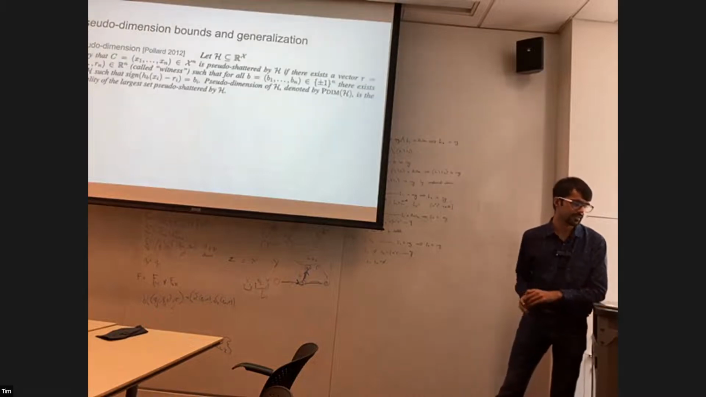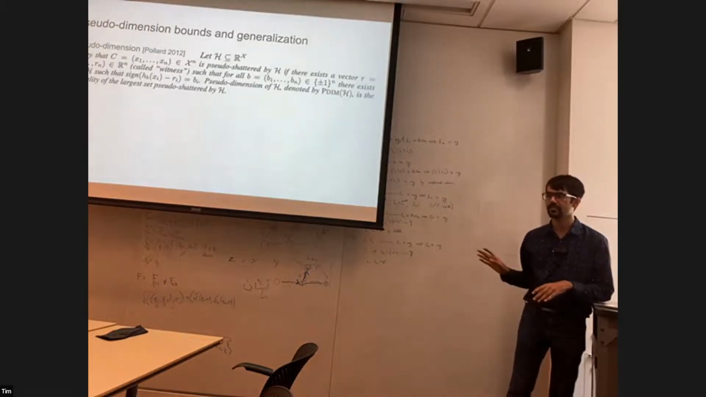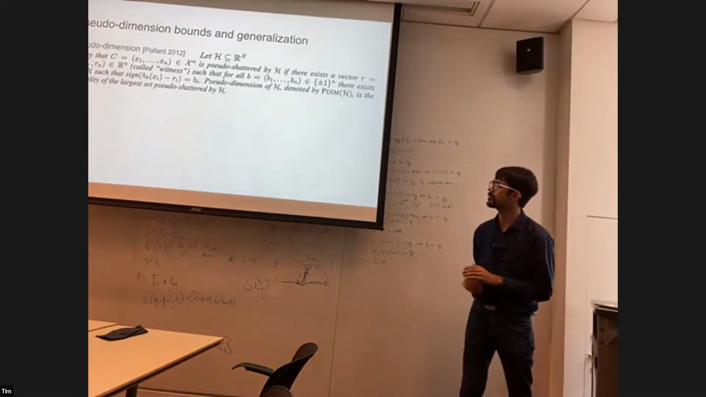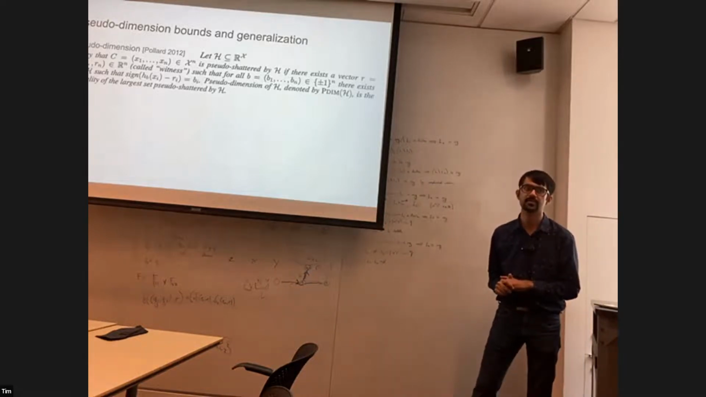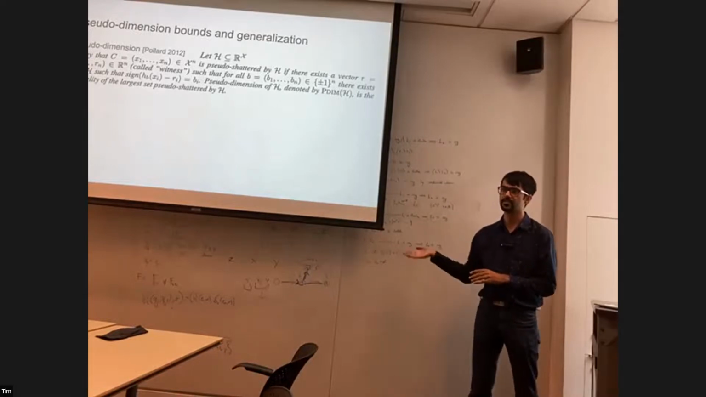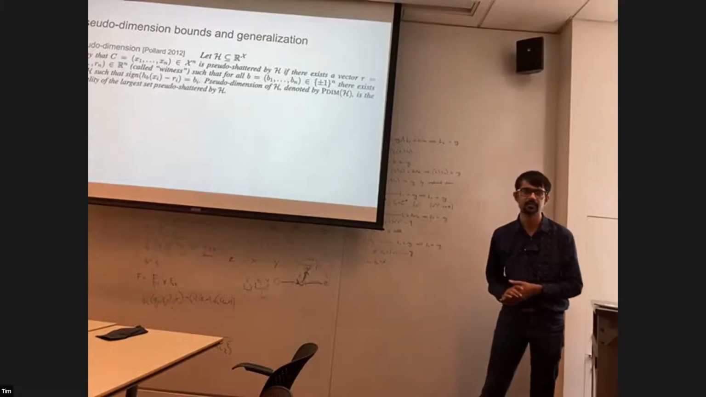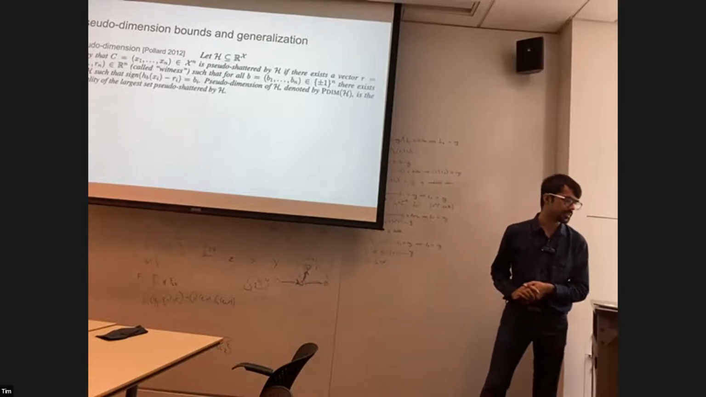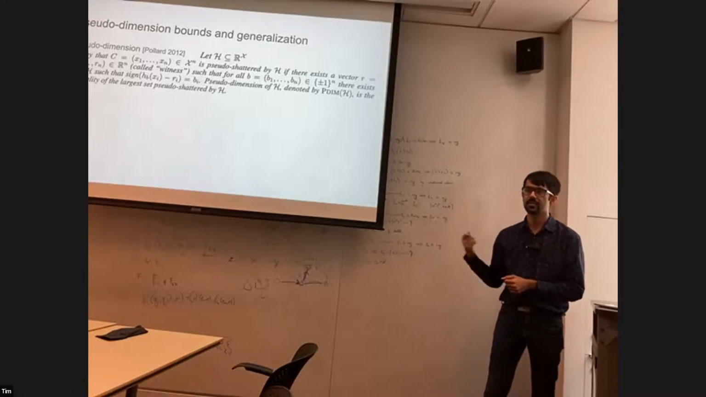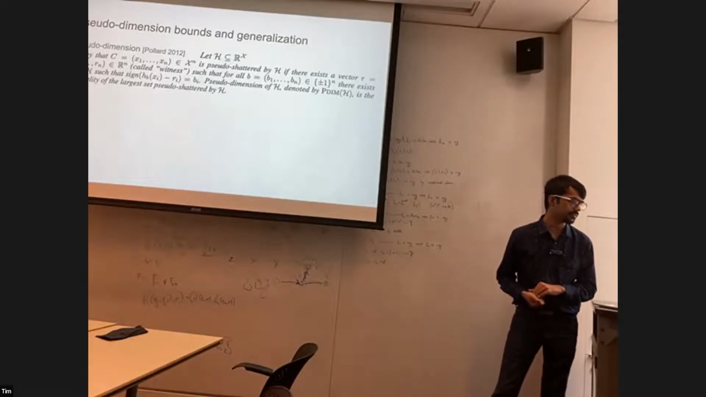Okay, so for this, we'll need one more definition. This is a standard definition from learning theory. If you've seen VC dimension, which is taught in most ML courses, this is a generalization of VC dimension to real-valued functions. VC dimension is for binary-valued functions, and this is for real-valued functions. And essentially it generalizes this notion of shattering a set of n points.